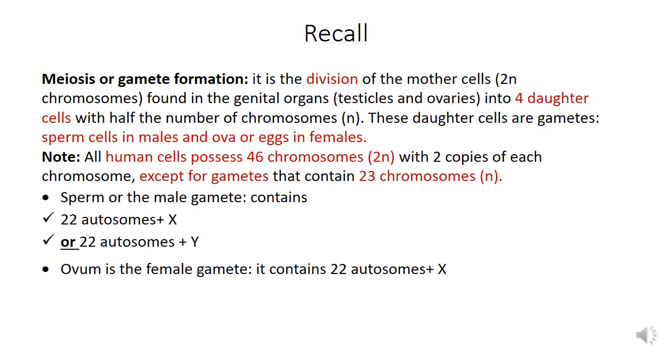The ovum is the female gamete. It also contains 23 chromosomes, which are 22 autosomes plus 1 gonosome X. So the sperm cells can be of 2 types, 22 autosomes plus X or 22 plus Y, while all ova are of 1 type, having only 22 autosomes plus 1 gonosome X.